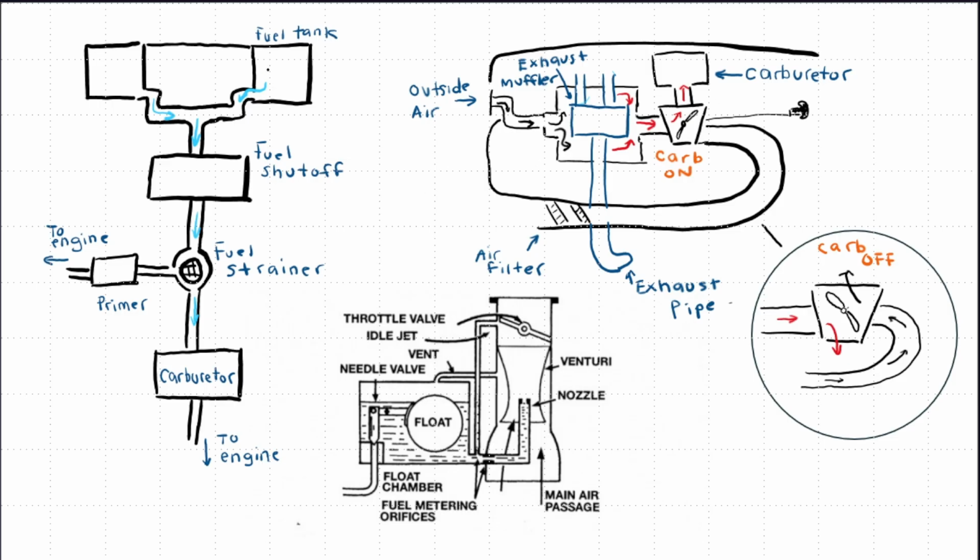So, gravity-fed system, fuel goes down, through fuel shutoff, through fuel strainer, through carburetor, to engine. Fuel comes up through here, goes in float chamber, gets sprayed out through nozzle. Let's start with carb heat off.